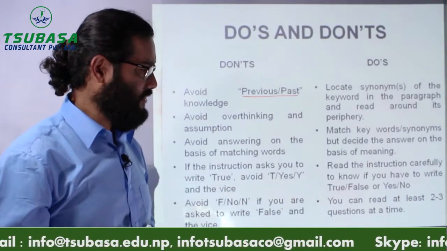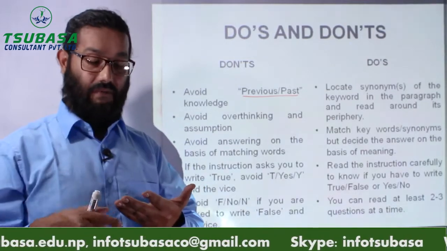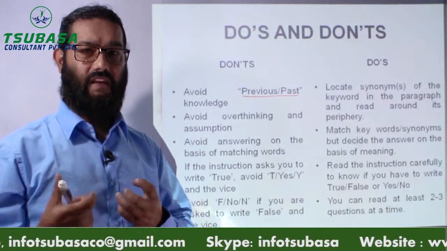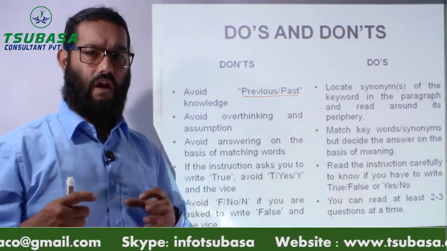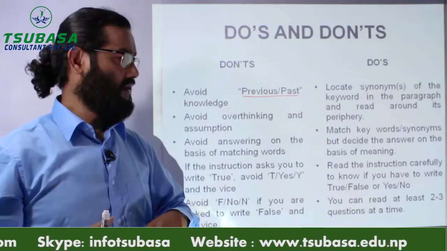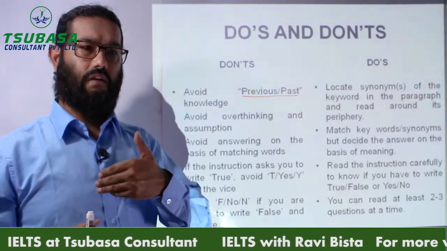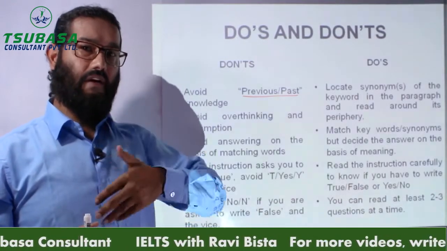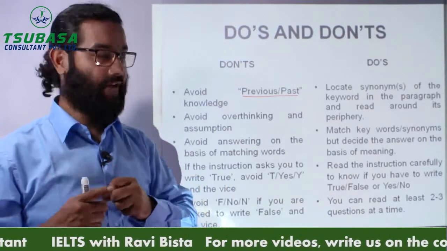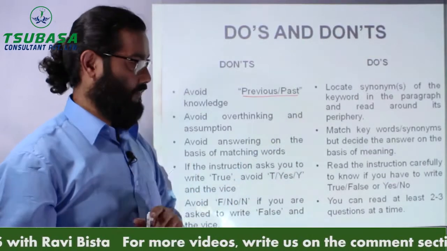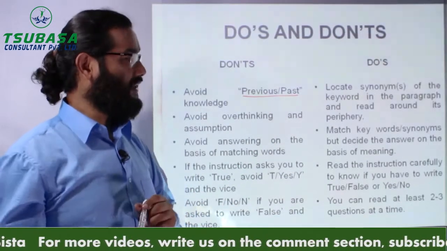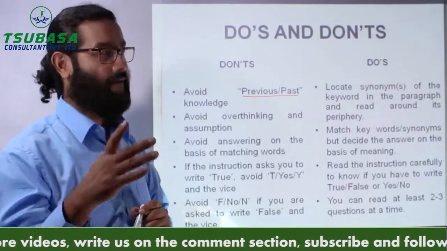You can read at least 2-3 questions at a time, because sometimes you might be reading question number 1 and you might not find the keyword, so you're going to waste a lot of time finding those keywords. So just read 1, 2, 3. If you find the keyword for 3, your question number 2 would be above 3, and 1 would be above 2. That way you'll be saving your time. And now, when you're locating, when you say locate synonyms, that means scan.